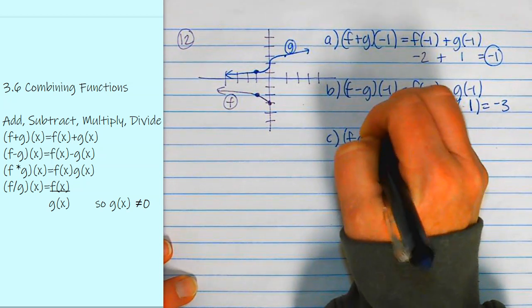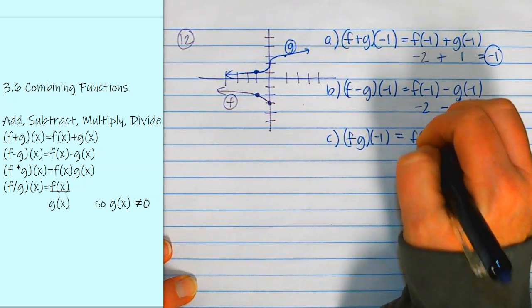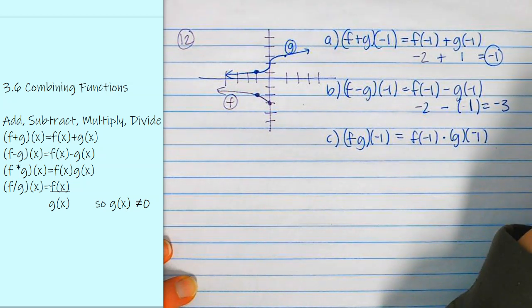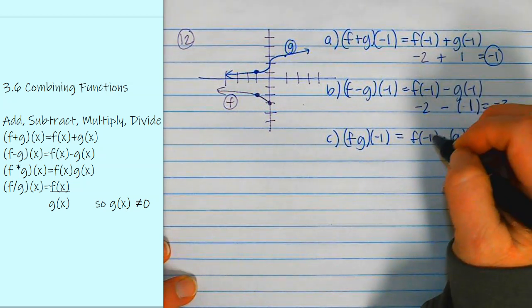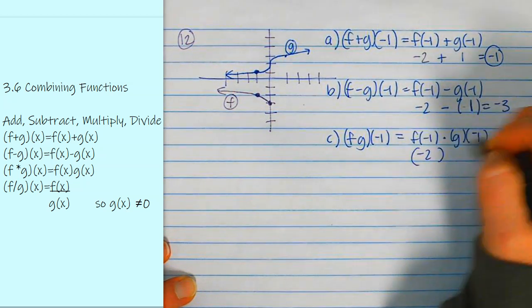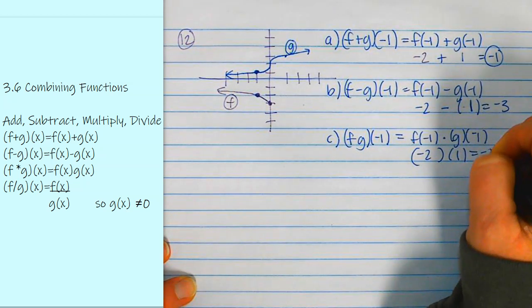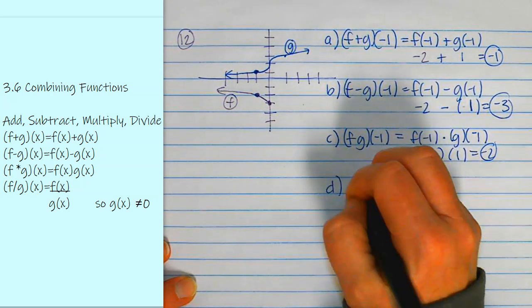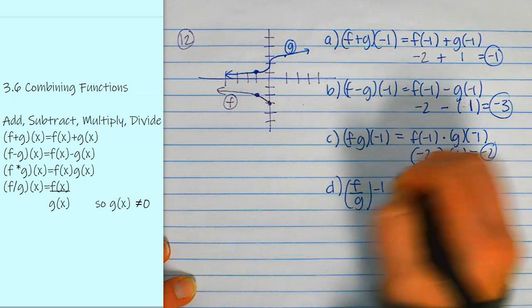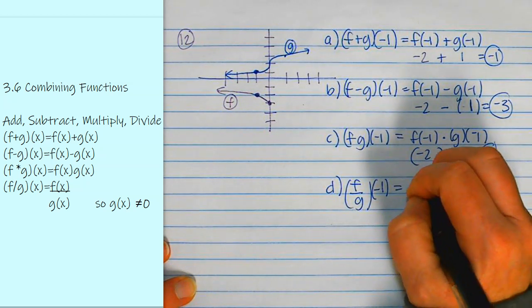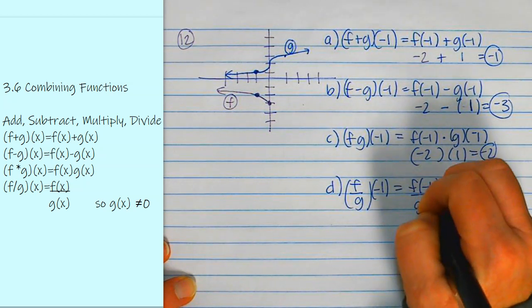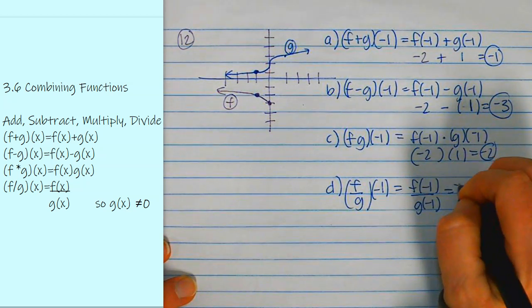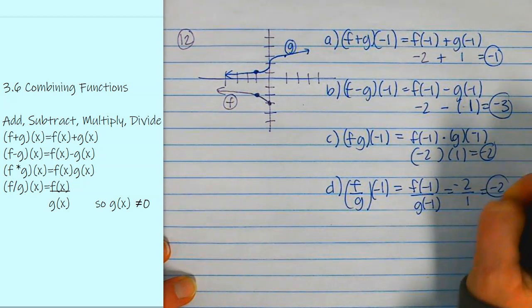F times g of -1 means f at -1 times g of -1. My notation got a little weird there, but it's the same number. So f of -1 is -2. G of -1 is +1. That's -2. And division, f over g at -1, means f of -1 over g of -1, which is the same values it's been for the entire problem. -2 divided by 1 is -2.